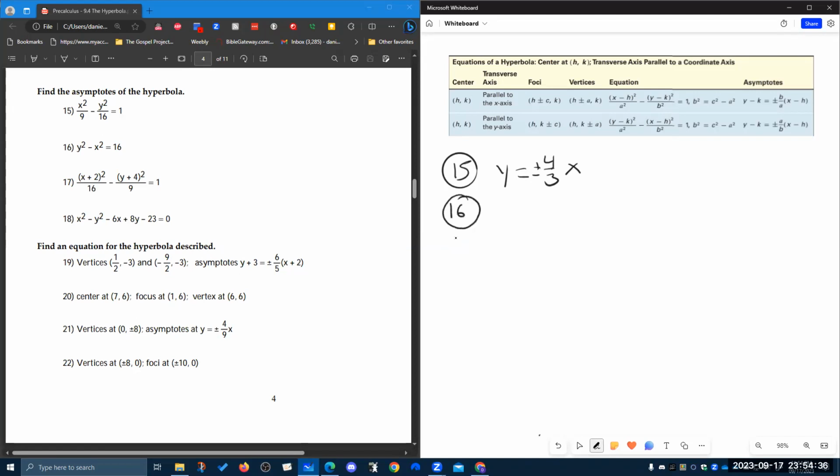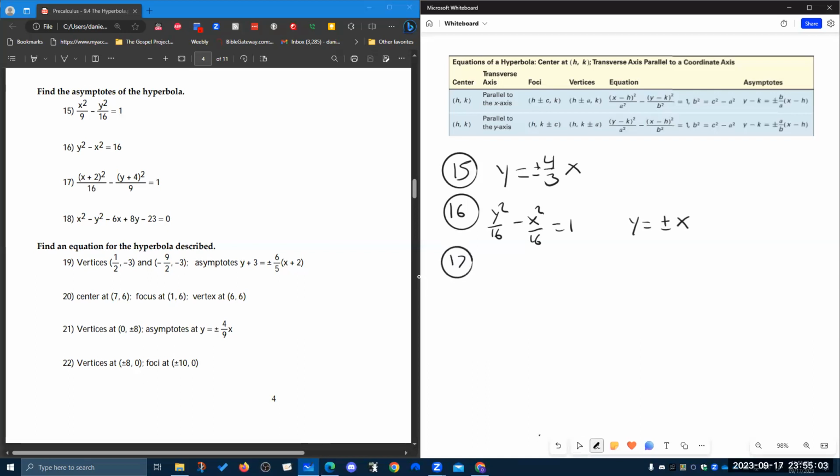For number 16, we're going to have y squared over 16 minus x squared over 16 equals 1. So we have asymptotes of y equals plus or minus x because a and b are the same.